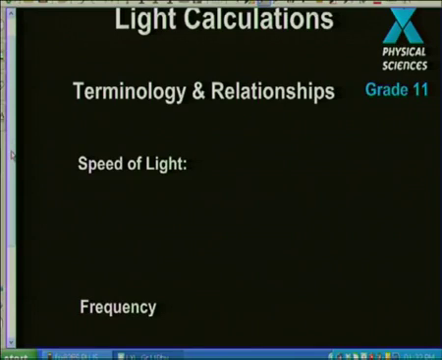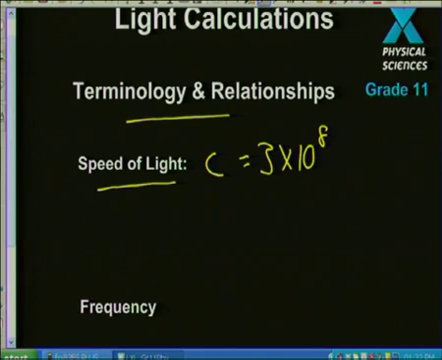So let's kick off straight away by just reviewing very quickly the relationship that exists between light and different physical properties. So terminology and relationships is where we're at. And the first thing we're going to come to, and it's probably the most important constant around, the speed of light is a constant in a vacuum. And that value is given a symbol c, and it's 3 times 10 to the 8 meters per second.